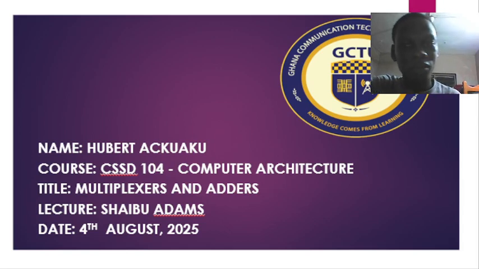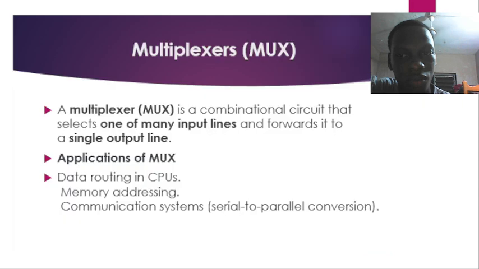Okay, today I'm going to do a presentation on multiplexers and adders. So a multiplexer is a combinational circuit that selects one of many input lines and forwards it to a single output line. It is applied in data routing, in CPUs, memory addressing, communication systems, specifically serial to parallel communication.